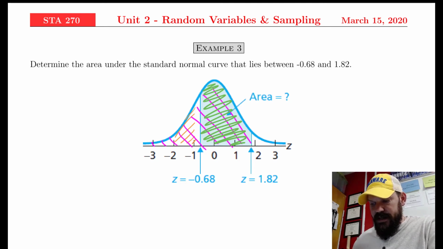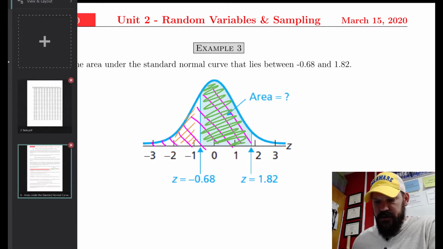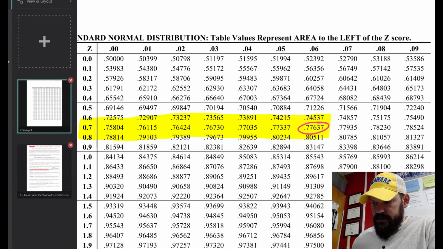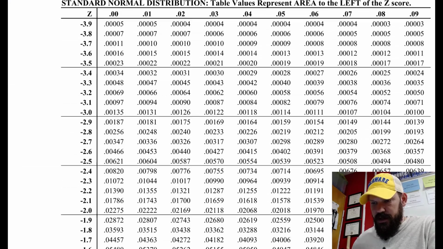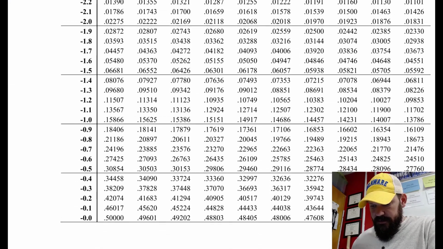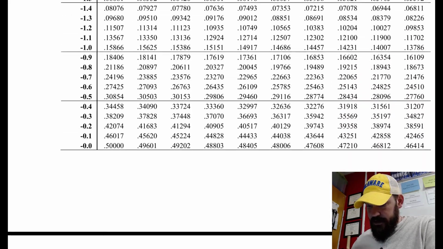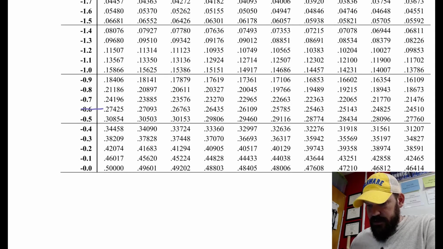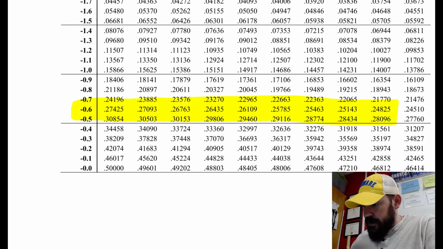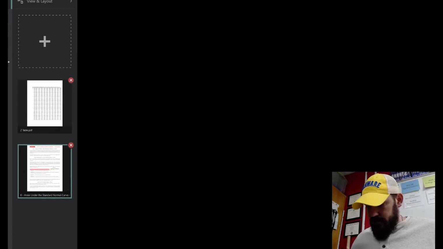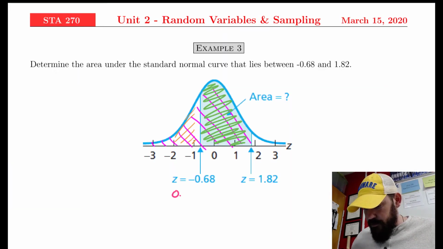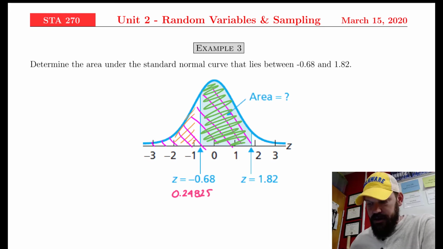So let's first look at negative 0.68. So we'll go to our z-table. And in this case, we're looking at a negative value. So we'll go to page 1. And it's negative 0.68. So let me see, where's column 8? Right down there. Negative 0.6, out to 8 is 0.24825. So we have 0.24825. That's the area that we shaded earlier in orange.